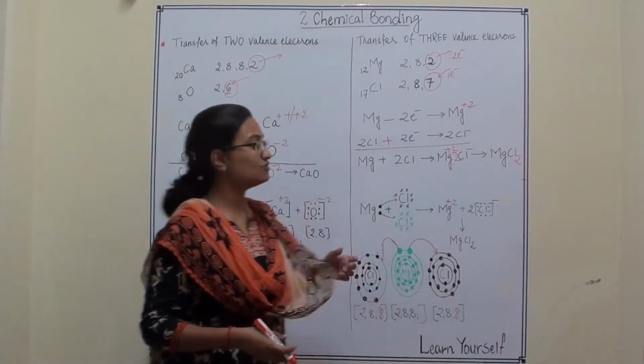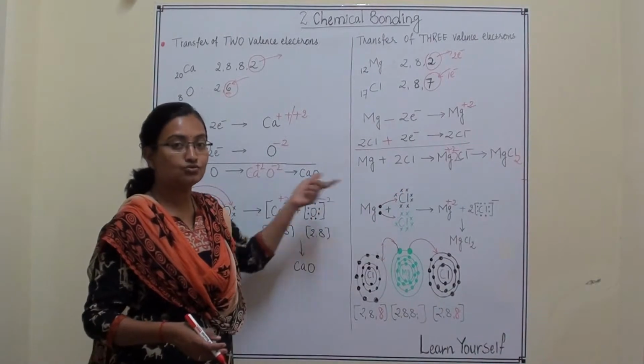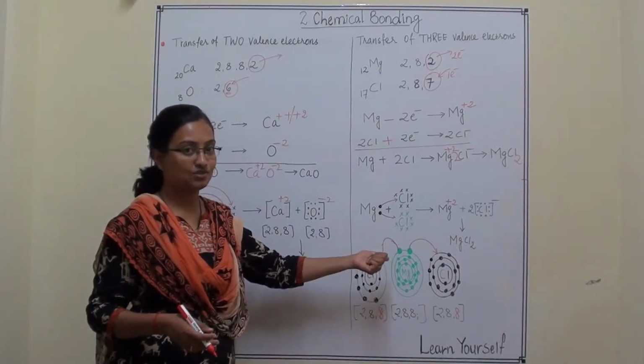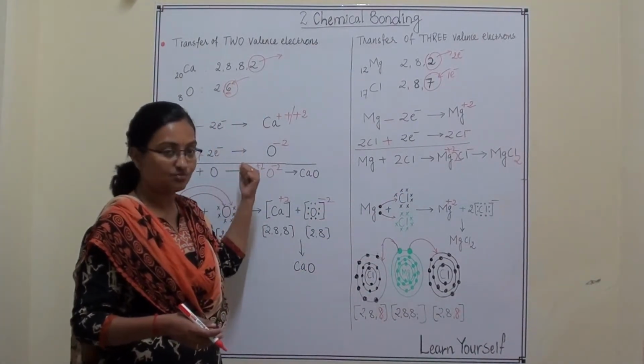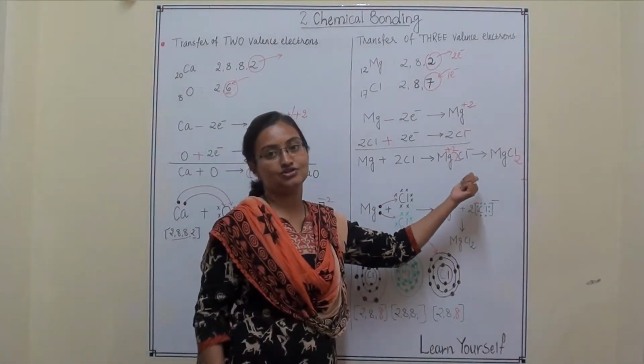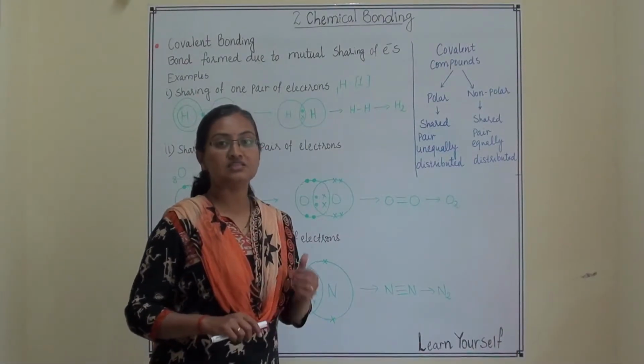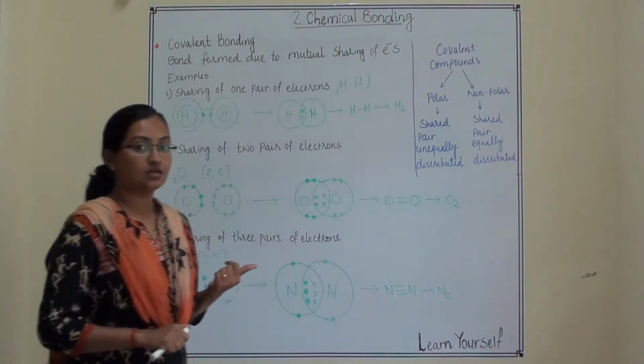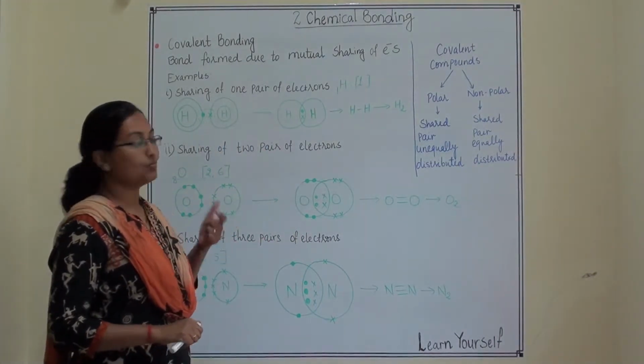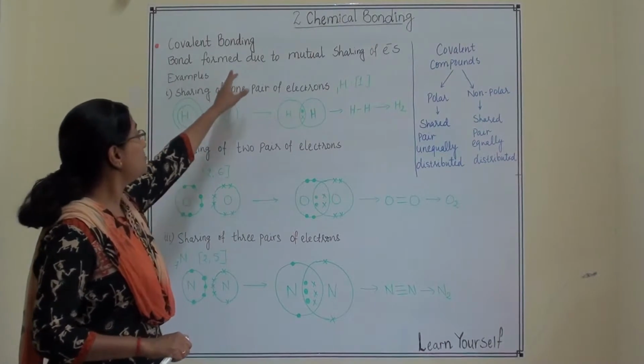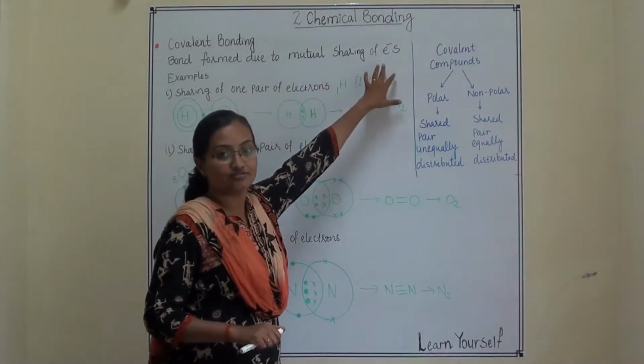So these are 2 different examples where 2 different electrovalent bonds have been formed. One is calcium oxide and the other one is magnesium chloride. Now we will see covalent bonding. First of all, what is covalent bonding? It is a bond formed due to a mutual sharing of electrons.